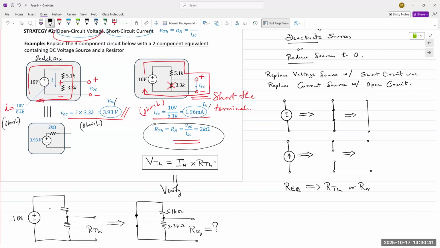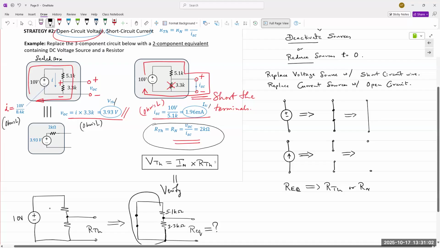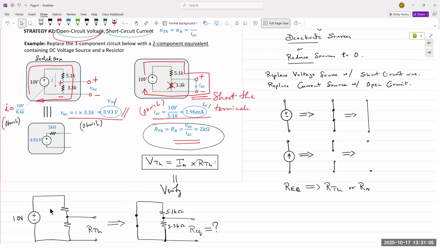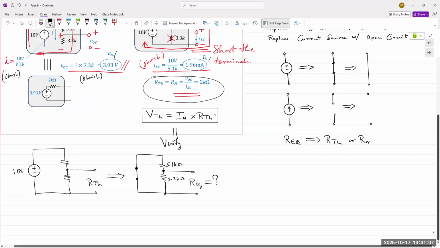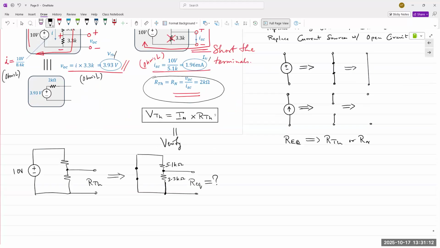However, if we are trying to find Req, it is measured between 2 points. And between those 2 points, we have 5.1 connected at this point, right here at the top, and 3.3K is also connected at the other end. And so they are effectively in parallel because both their nodes are connected to the respective measurement terminals. And so I can redraw this circuit like this.